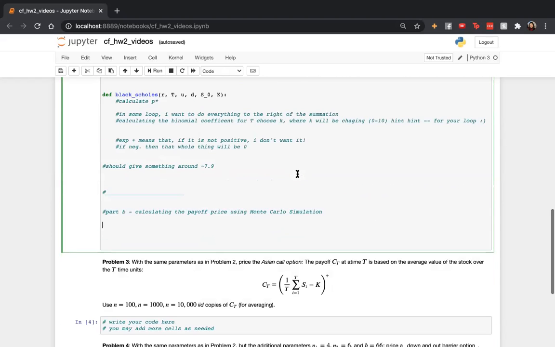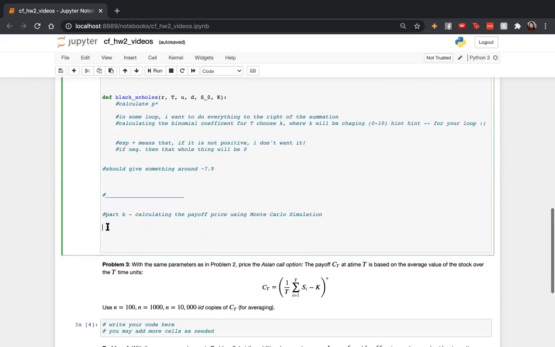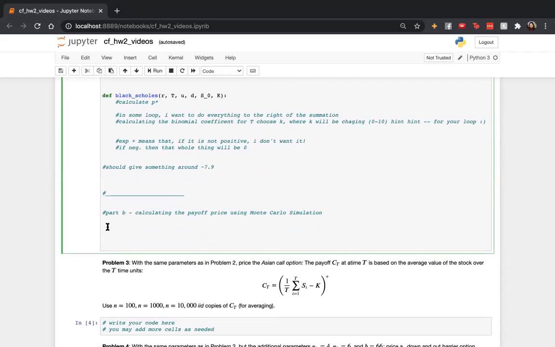So what would that look like? It would look a lot like what we did in the first part. And so let's make a quick function, I'm going to call this up or down.